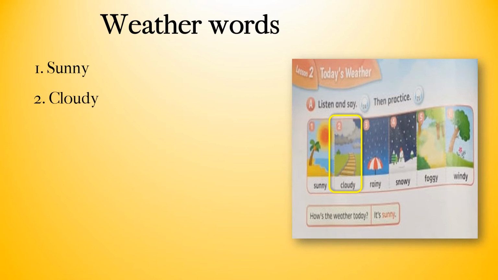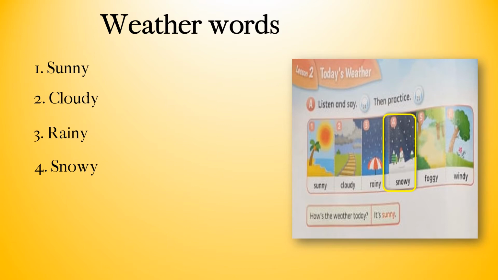Cloudy, number 2. Number 3, rainy. It is rainy in Thailand in the middle of the year. Rainy. Number 4, snowy. Is it snowy in Thailand? No, never. It is snowy in South Korea and Japan and Canada and Switzerland and sometimes in England where I come from. Snowy.